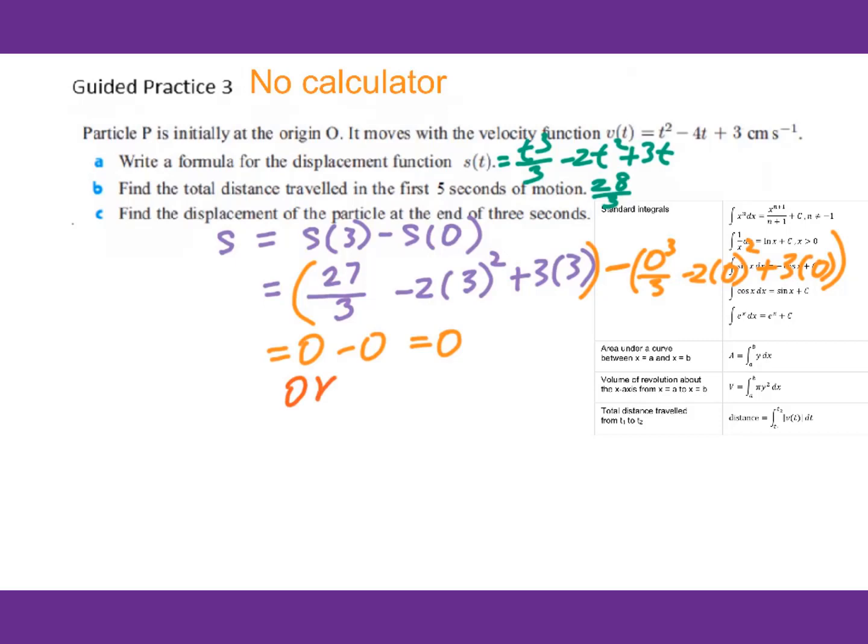Or you can use the integral from 0 to 3 of velocity times dt. You will get exactly the same answer. It will be 0.